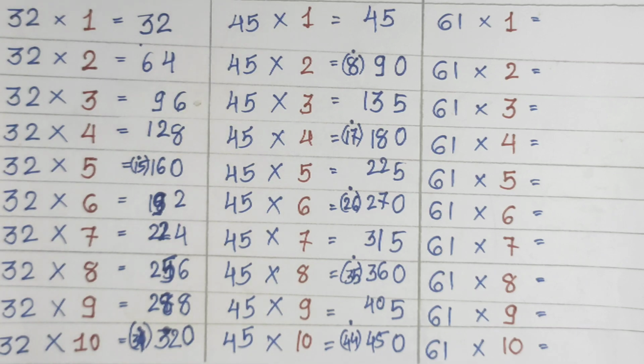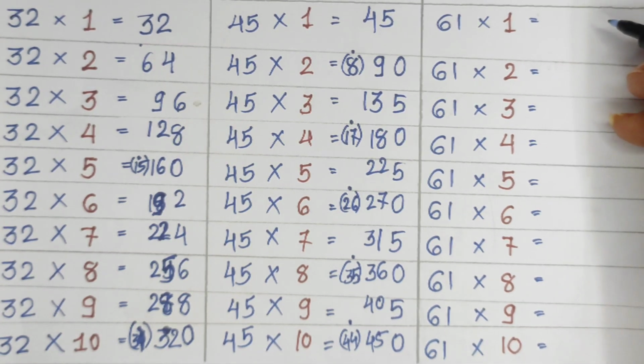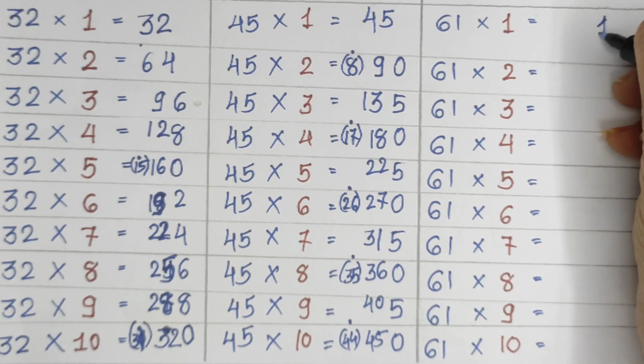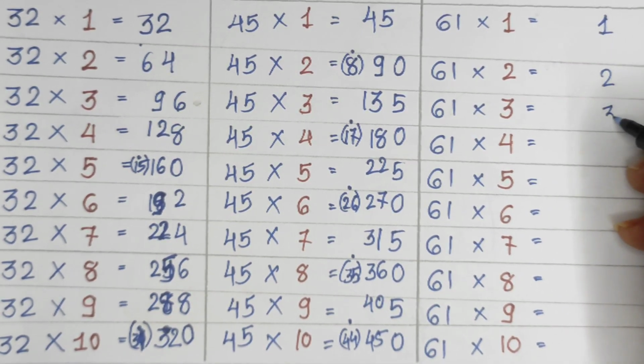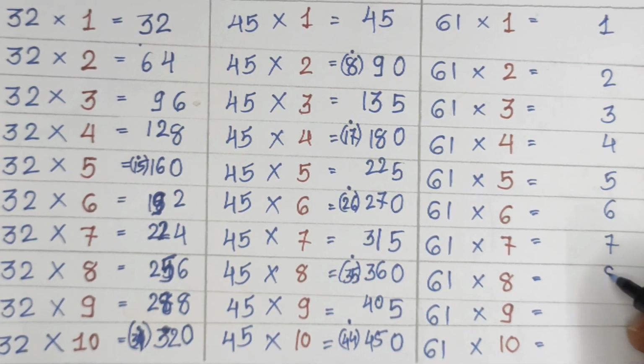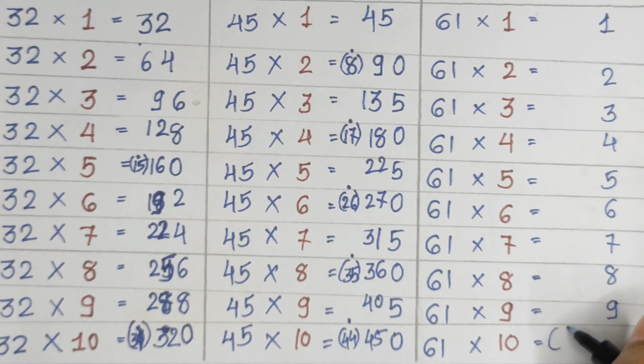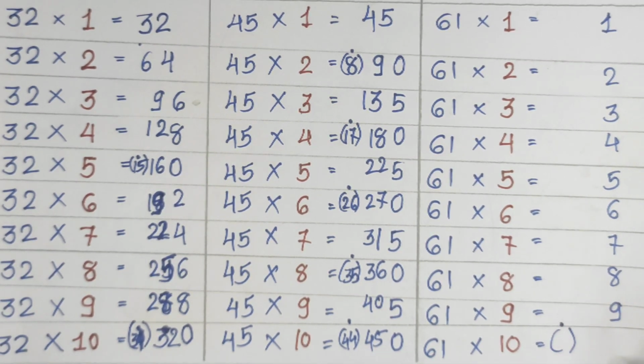We are making the table of 61. In 61, unit digit has 1. So adding 1 to unit digit each time. 1, 2, 3, 4, 5, 6, 7, 8, 9, and again we get 10. So we did not write down 10. We put a single sign, bracket, and we put 0.